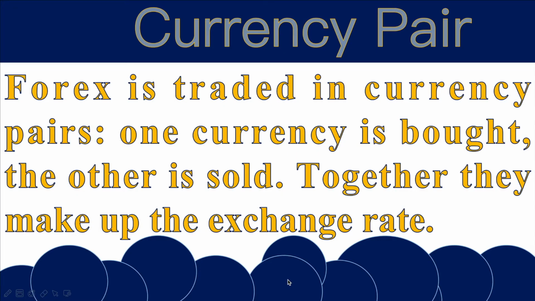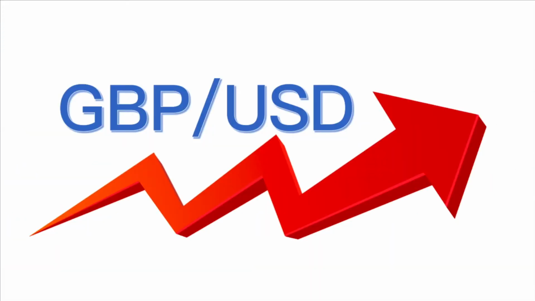Currency pair. Forex is traded in currency pairs. One currency is bought, the other is sold. Together they make up the exchange rate. In our previous class we talked about currency pair. It's an asset you trade in Forex. So in Forex, 2 currencies are paired. You buy one while the other one is sold. You can also say that a currency pair is 2 currencies from different countries that is traded in Forex. For instance, we have GBP/USD. So these 2 are paired together. For you to have an exchange rate, you have to pair 2 currencies.